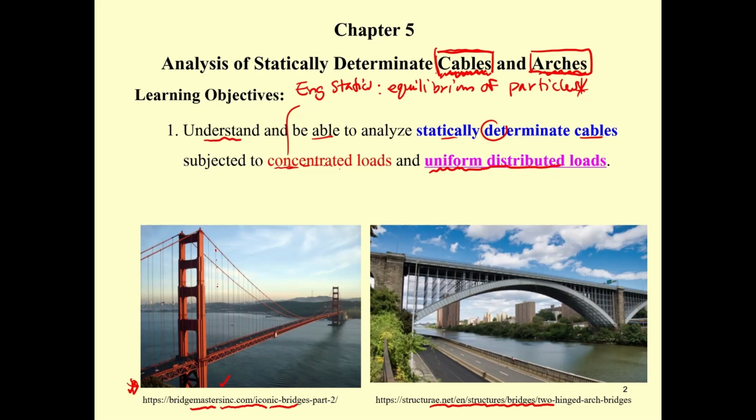The other one, the cable such as in this Golden Gate Bridge, is subjected to uniformly distributed load because this kind of bridge has a number of anchors. So the force on the bridge over here will transfer to the anchor and then transfer to the cable. Since the distance between anchors is small, we can assume that the cable is subjected to this kind of distributed load. This is one of the new things.